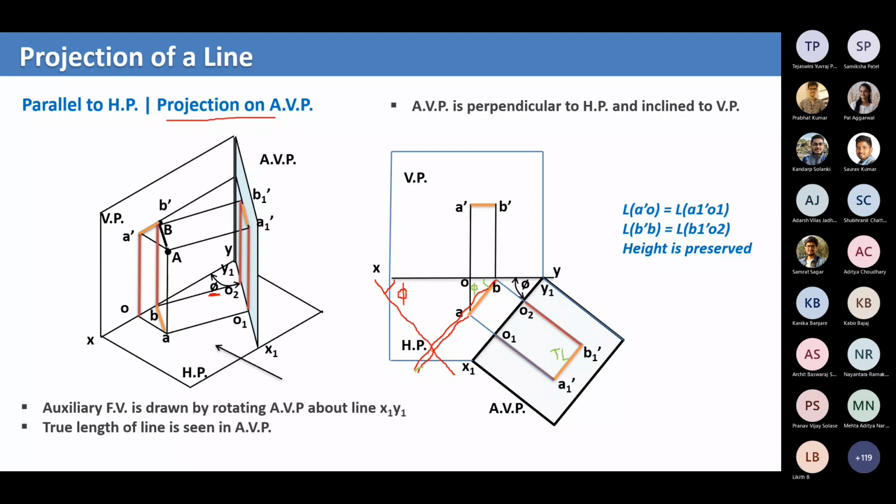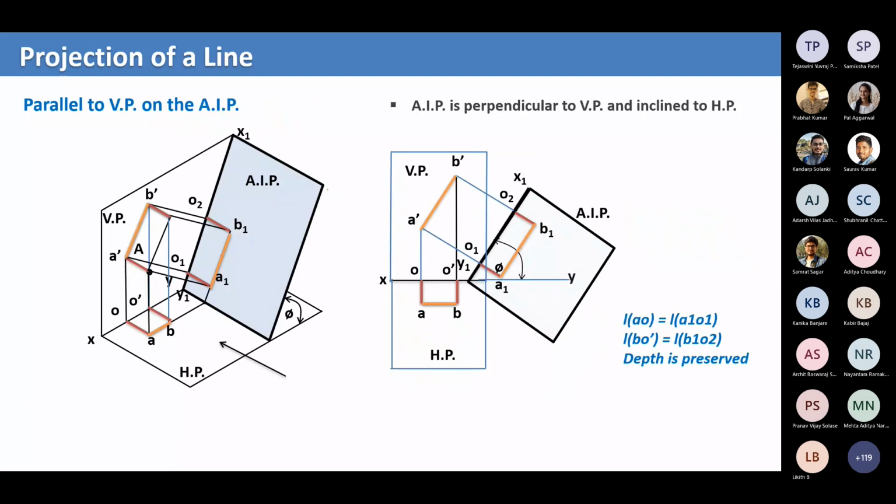So that's the whole objective of developing the auxiliary planes. Now we'll see another example where the line is parallel to VP.